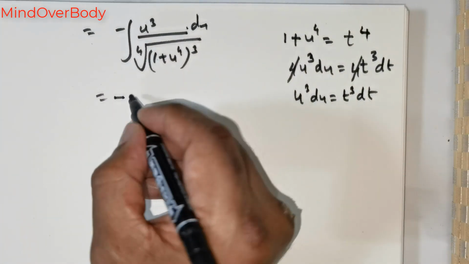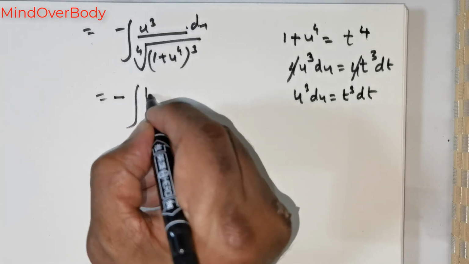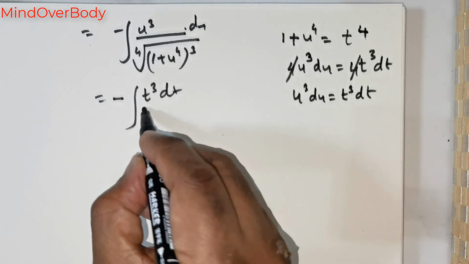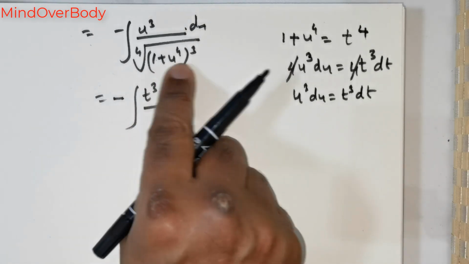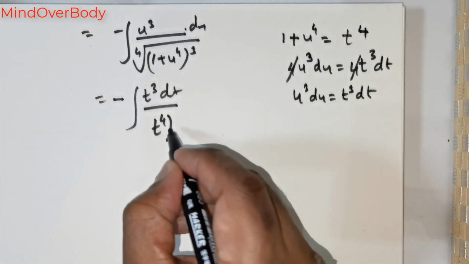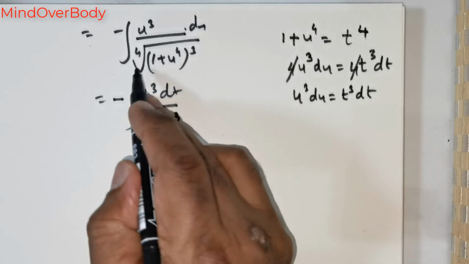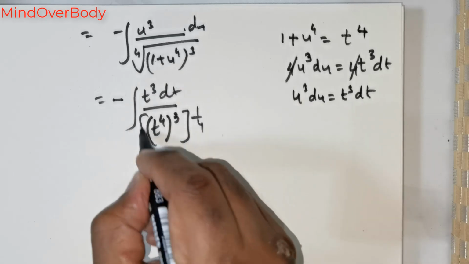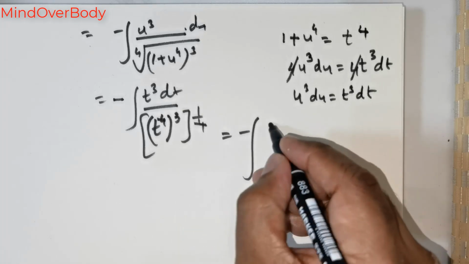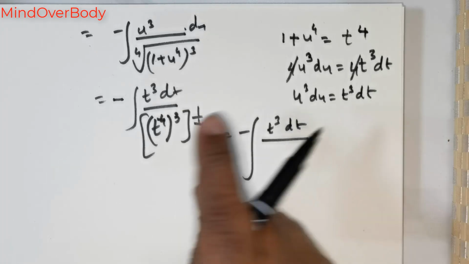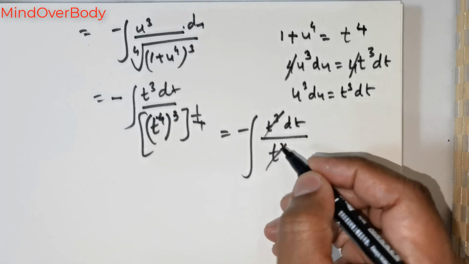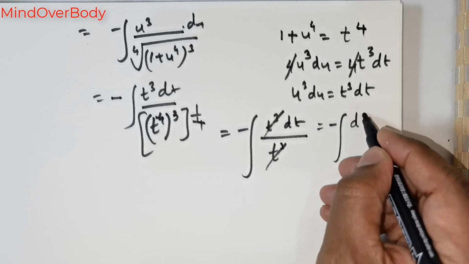So this is going to be equal to negative integral t cubed dt in place of u cubed du, t cubed dt divided by 1 positive u raised to the power of 4 is going to be t raised to the power of 4. This has got a cubic power, place that, and this has to be raised to the power of 1 over 4. So clearly this 4 and this 4 can be cancelled. So you get negative integral t cube times dt divided by, this is going to be t cubed here. Clearly t cube can be cancelled, giving me integral dt.